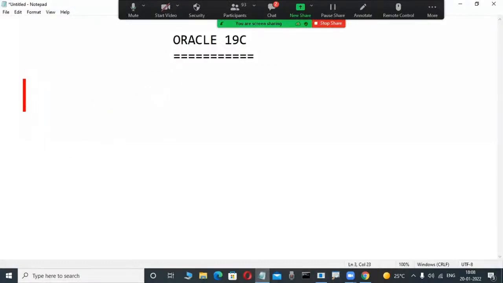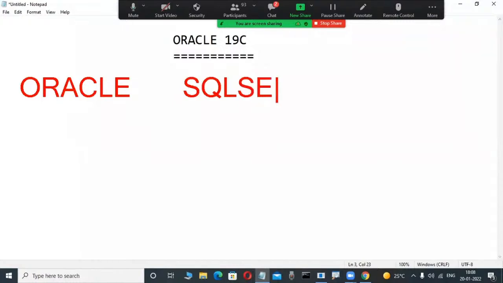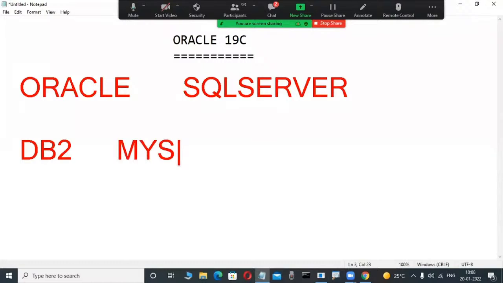Not only Oracle, so many database products are available on the software side. Suppose Oracle is a database product from Oracle Corporation. Observe it here, different companies. SQL Server is a database product from Microsoft. DB2 is a database product from the IBM company. MySQL is an open source database product, but nowadays Oracle Corporation has purchased it.